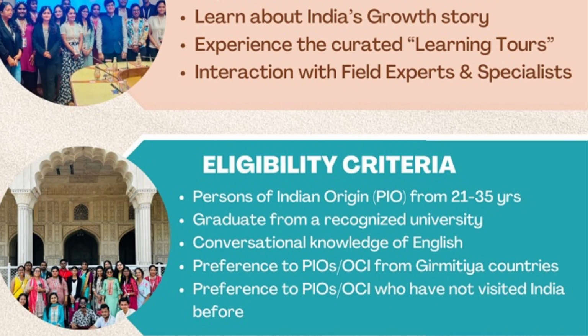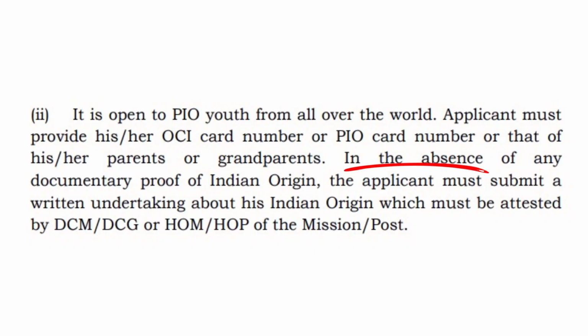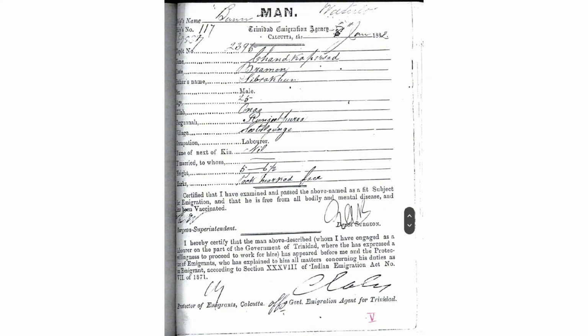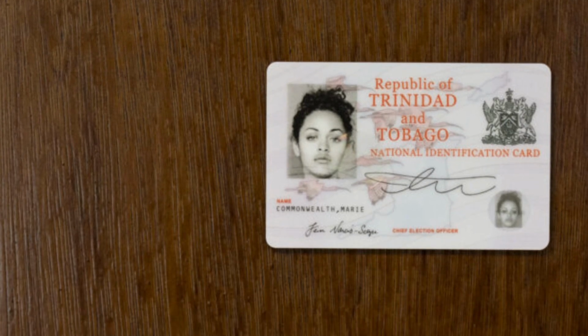The one that I'm going to focus on is the absence of any documentary proof of Indian origin. I'm going to tell you all about what you can use as proof of Indian origin. Documentary proof would be your great-great-grandfather or grandmother, the person who came from India. If you have their birth certificate, if you have their death certificate, if you have their immigration pass, that is what you can use.